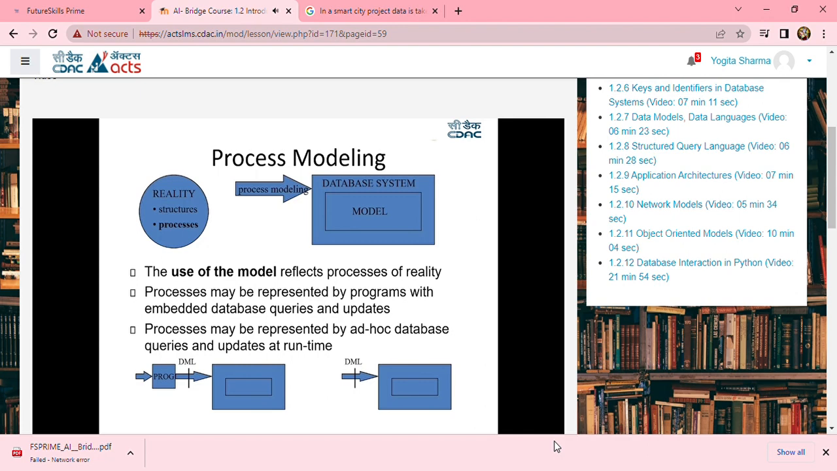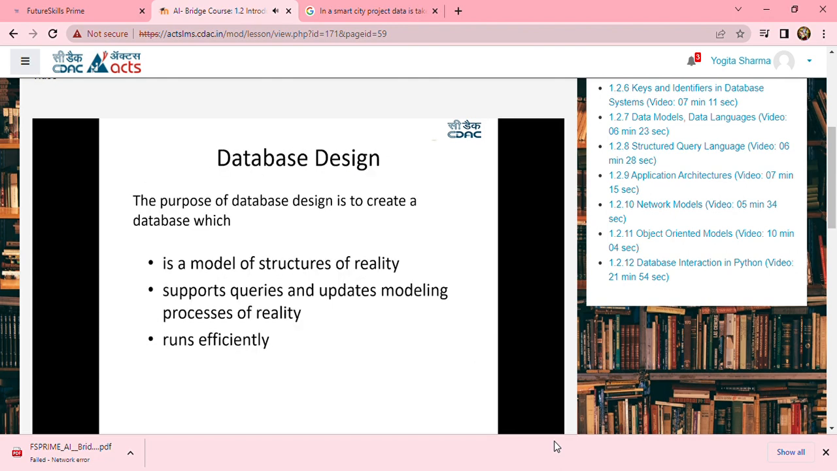Now processes may be represented by ad hoc database inquiries and updates at runtime. So every moment your database is getting updated, you can extract the queries or dashboards by looking at that database and arrive at a decision. Now, having an understanding of the database architecture with respect to the reality of process and the reality of structures, let us see how we can design a database. The purpose of database design is to create a database in which a model of structures of reality exists, supports the queries and updates the models based on real-time analysis, and runs efficiently in extracting the required query so that you can arrive at a decision.